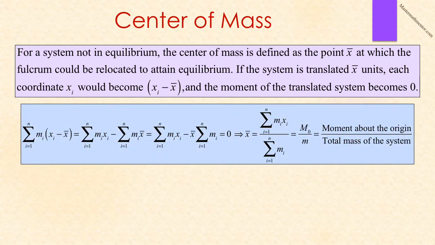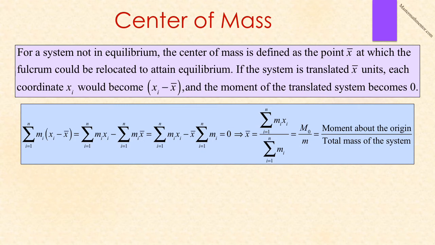So the moment of our translated system, now in equilibrium, is given by summation i equals 1 to n of m sub i times the quantity x sub i minus x bar. And that is equal to summation i equals 1 to n of m sub i x sub i minus summation i equals 1 to n of m sub i x bar. And that is also equal to summation i equals 1 to n of m sub i x sub i minus x bar summation i equals 1 to n of m sub i. And since this is an equilibrium, it's set equal to 0.